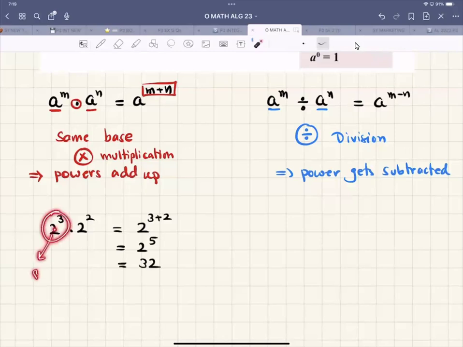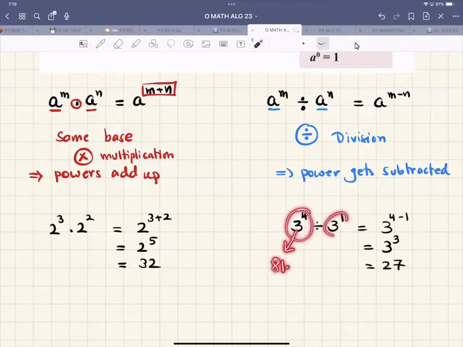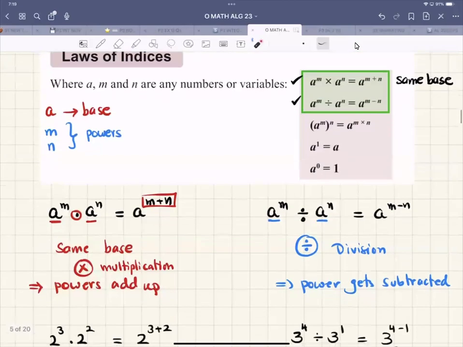Let's double check. 2^3 is 8. 2^2 is 4. 8 into 4 is 32. All good, all clear. Similarly, if I have 3^4 divided by 3^1, that is 3^(4-1), which is 3^3, which is 27. Also double check. 3^4 is 81. 3^1 is 3. 81 divided by 3, yes, it's 27. So the first two rules are perfectly good, perfectly clear.